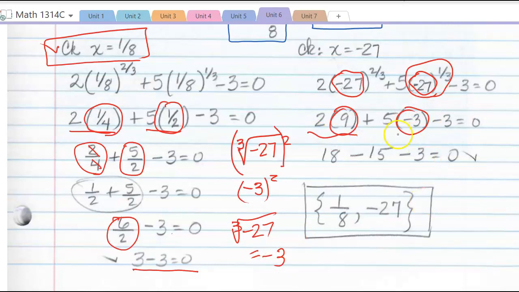Multiplying, I get 18. Multiplying, I get negative 15 minus the 3. 18 minus 15 minus 3 does indeed equal 0. So both of these actually work. So our solution set will include both. And that concludes this video.